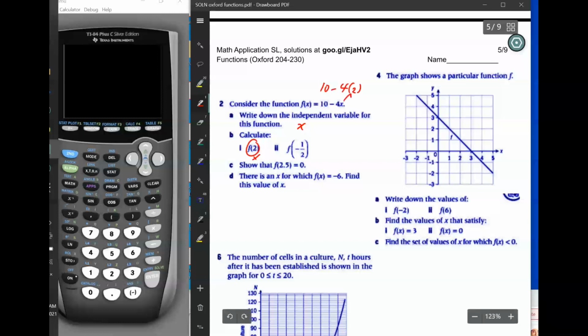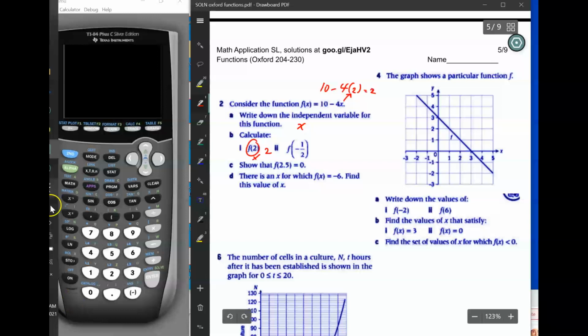So all I did was erase the x and put in parentheses 2 instead, and then I just work it out. So it's 10 minus 4 times 2. 4 times 2 is 8, so it's 10 minus 8, which is just 2, right? So the answer here would be 2.